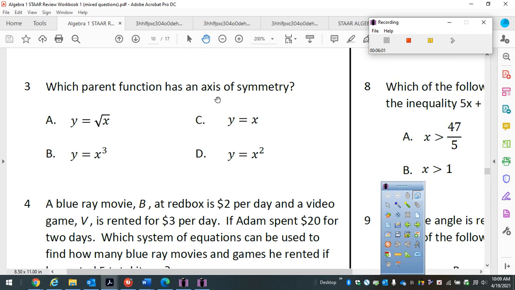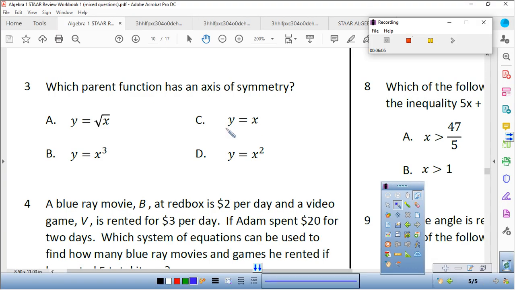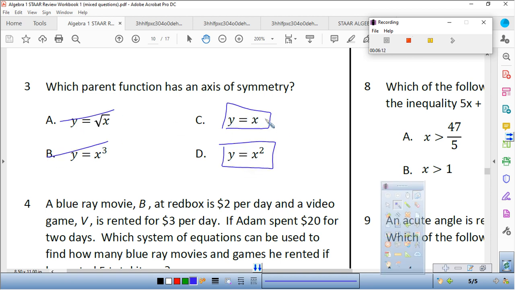Which parent function has an axis of symmetry? Okay. Parent function is very basic. Remember that one? And that one. So the ones that we're responsible for, these two. This is a line, y equals x. That is that one right there, and it goes through the origin. It goes right through the corners, right through the middle like that. This one here is the parent function of the quadratics, which is this one. The axis of symmetry is actually the y-axis.